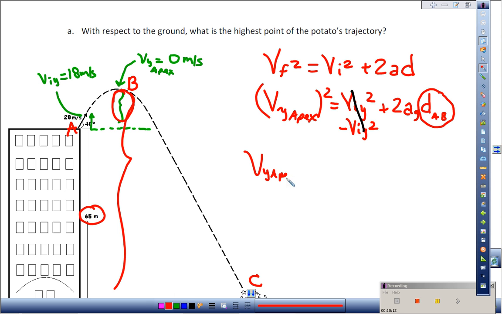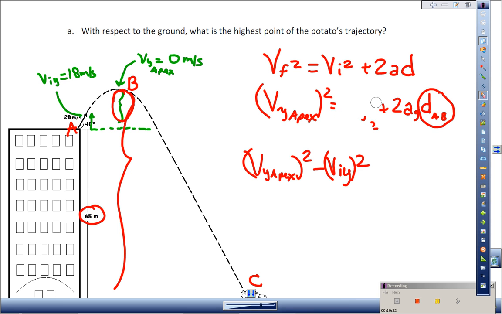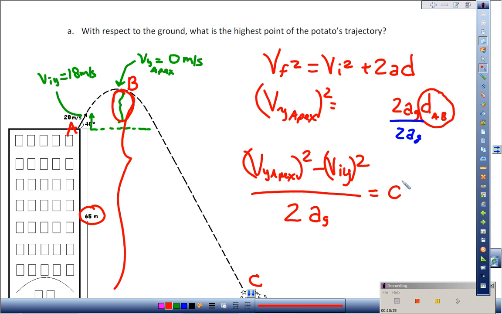Vy at the apex squared minus ViY squared is equal to 2ad, because this whole term goes away. But if I want to get displacement alone, I'm going to divide both sides by 2a. And now I'm left with the height above the roof, or in this case the distance from A to B, this guy right here. If you plug in your numbers, it should look like, well, let me give myself some room.